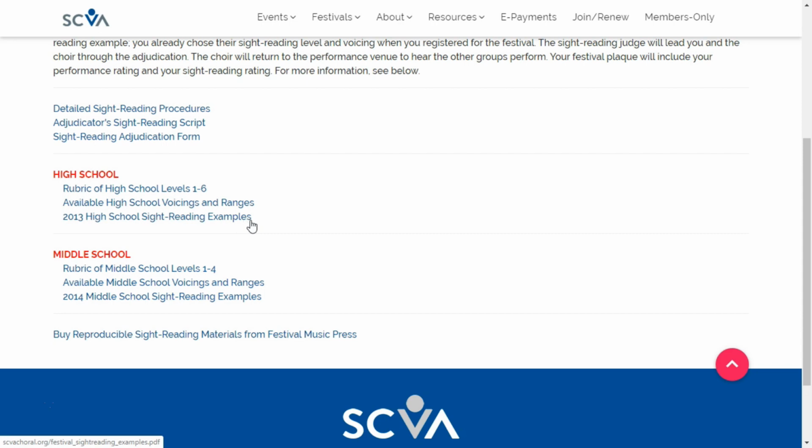sample sight reading examples, and a link to the site where you can purchase additional sight reading examples from previous years. Directors should especially review the detailed sight reading procedures document which further outlines acceptable and unacceptable practices during your adjudication. The group you are about to observe is demonstrating high school SSA Level 3 sight reading. Keep in mind that your choir may be sight reading at a more advanced or more novice level.